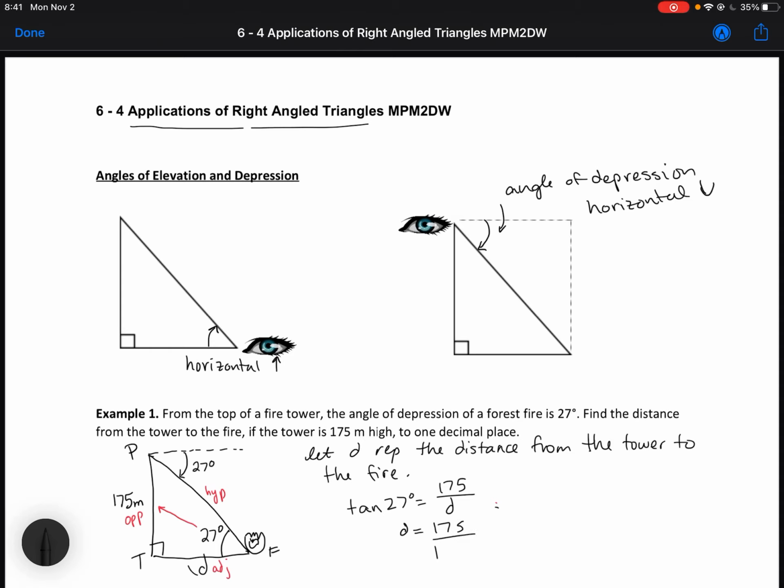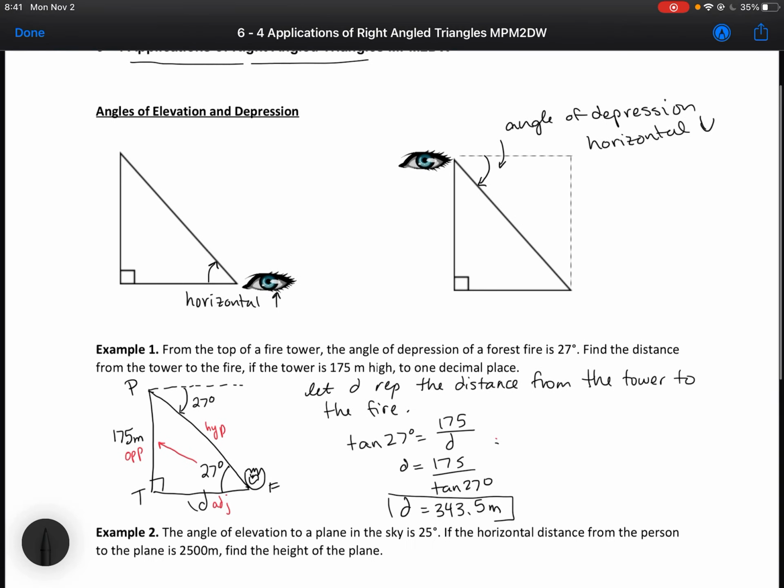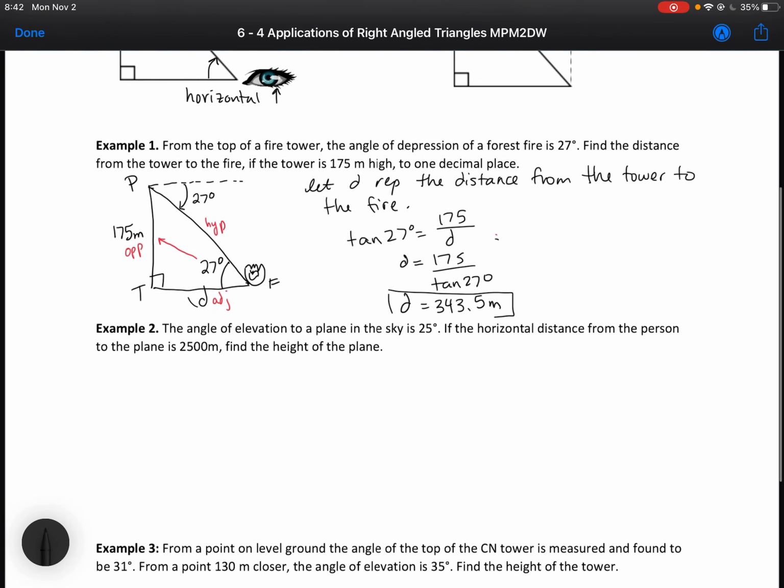I'm going to switch those two as my shortcut to solve. And now I'm at a point where I can input those on my calculator and find out that the distance is approximately 343.5 meters from the fire to the tower.